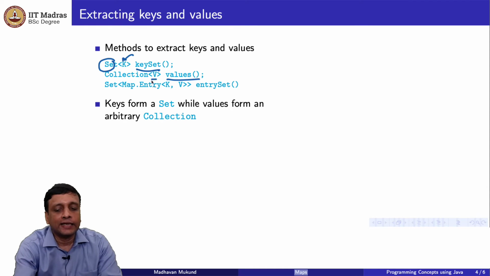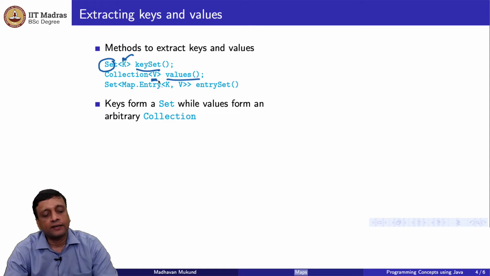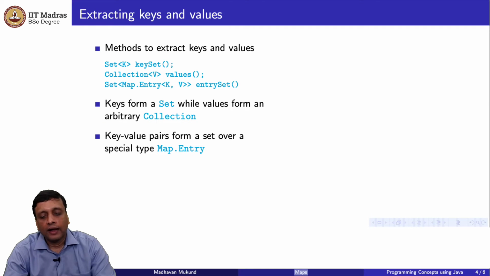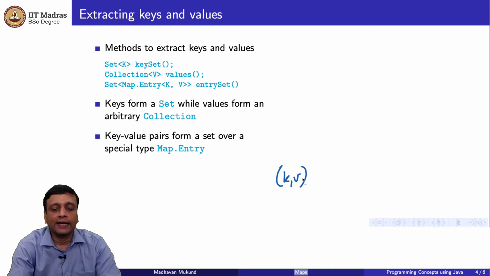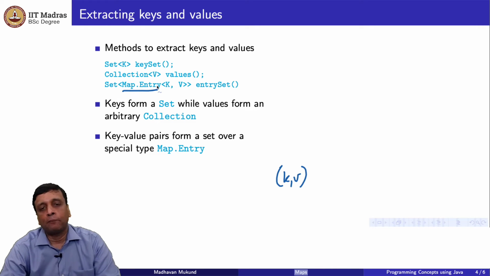And it's a collection again of type V, because that is the type that we associated with the values in our key value store. And now the last thing is I actually get back pairs, right? These pairs are of the form K comma V, but they are not pairs in the usual sense that we use in Python. They are not just a set of pairs like this, right? They are actually from a type called map.entry.